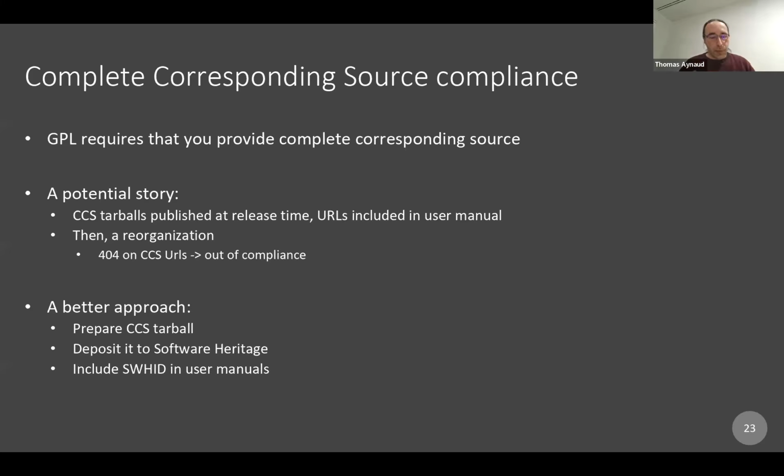Another approach that we propose, and we believe it's a better approach, is still to prepare your tarballs for your complete corresponding source code, and then you can deposit it to Software Heritage. You get a SWHID back, or you can also compute the SWHID yourself if you want, and then you can include the SWHID inside the user manual so that the code is still available for everyone and still findable at Software Heritage for everyone.